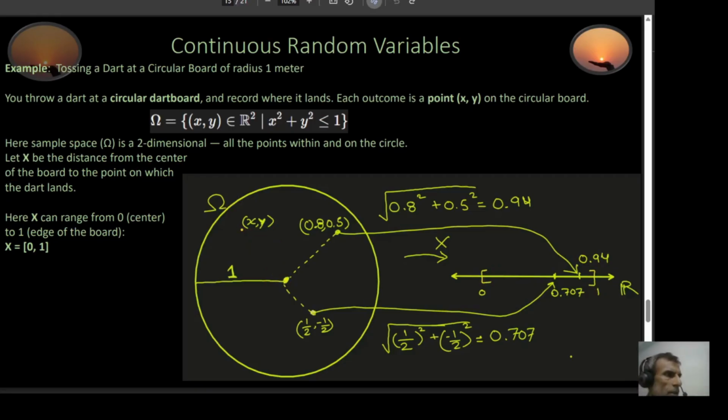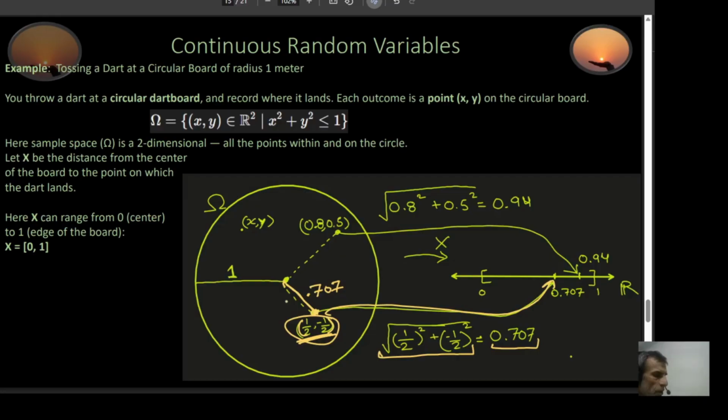So let's say this is the point. My dart lands over here. So what is my X in this case? Using the Pythagorean theorem, you calculate this distance, and this distance is given by this expression right here. This comes out to be 0.707. So for this particular point, the number associated with it is this distance, 0.707. So we map this point to 0.707 over here.